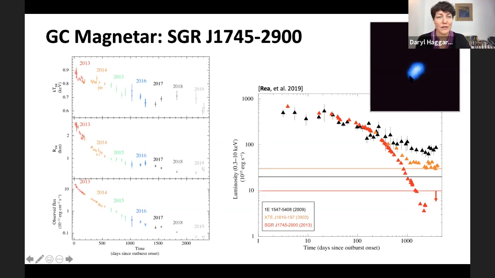This is the Magnetar. This is a beautiful piece of work just recently published by Nanda Rea, showing you all of this amazing, Nanda Rea, excuse me. I was thinking Chandra and Nanda at the same time.